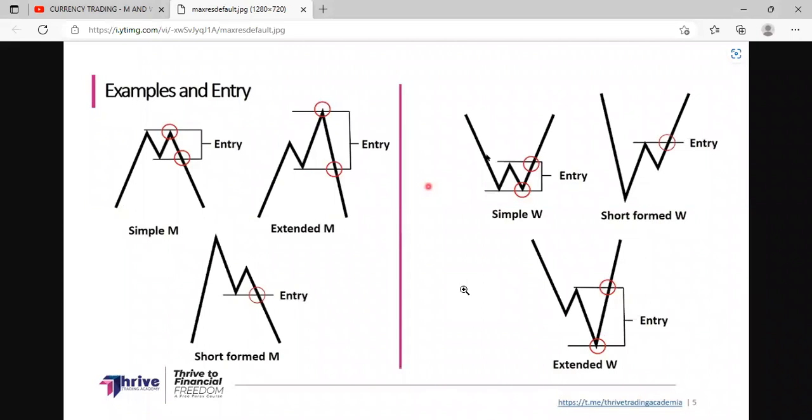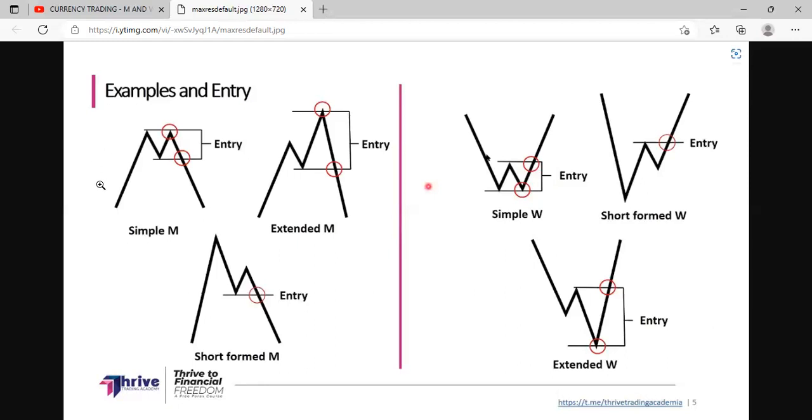In today's video, I want to share with you guys another setup that I like to look for in my trading, and that will be the M pattern. The M pattern is a bearish reversal pattern, which happens at the top of an uptrending move. And just like the W pattern, there are three variations of that M pattern.